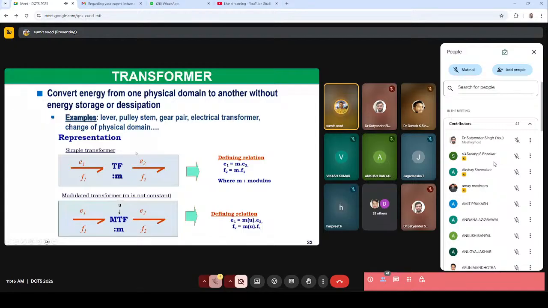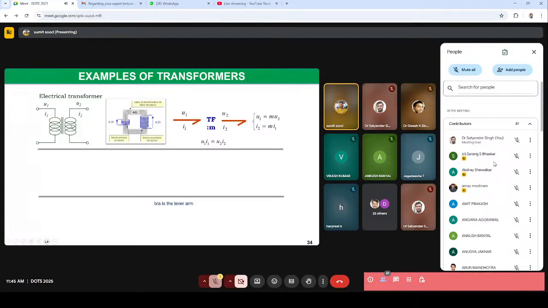Then the transformation elements. These are the elements used to transform energy or power from one domain to another domain, and we will see this based on different examples. For example, in the electrical domain, we have electric transformers that transform the power from U1 I1 to U2 I2, and we always consider that there is no loss of energy or power in transformers, so the power before and after transformation is always equal.